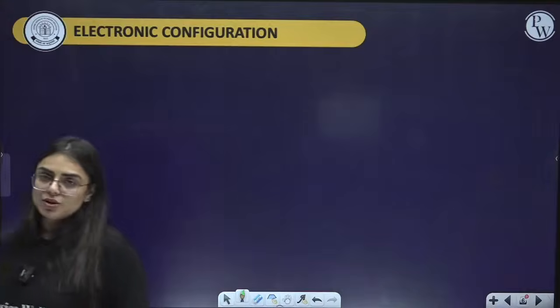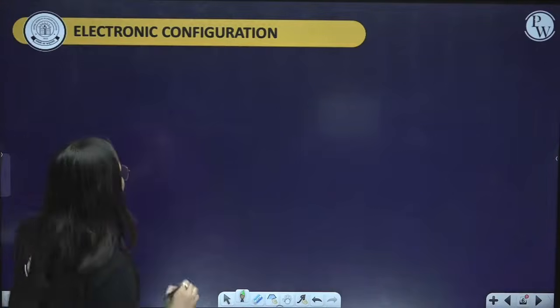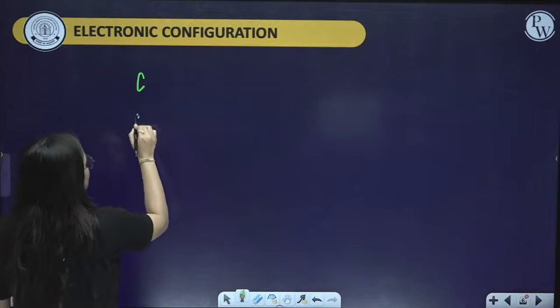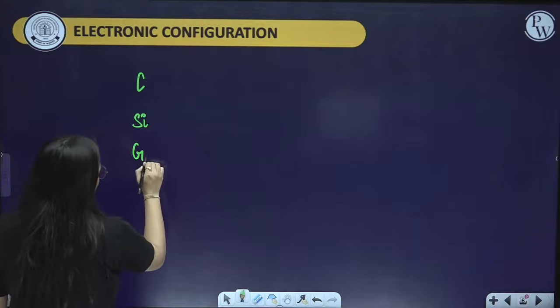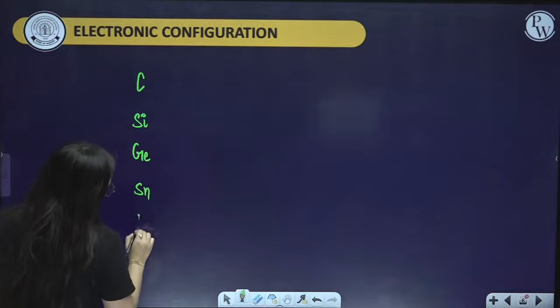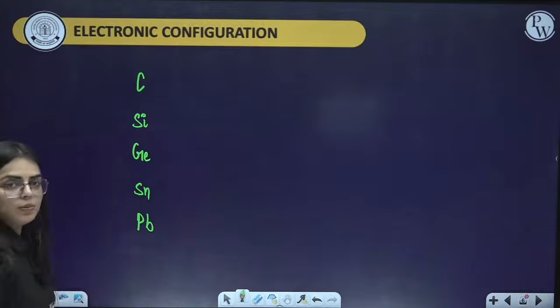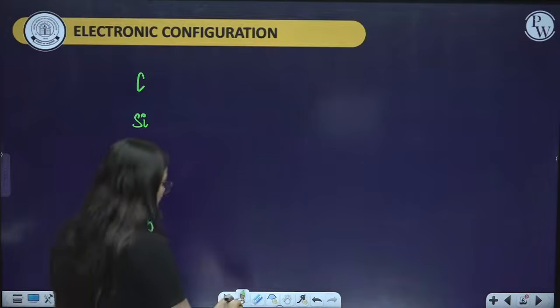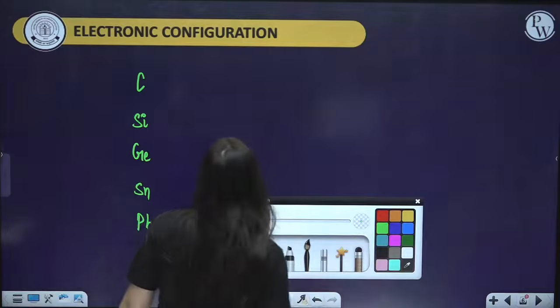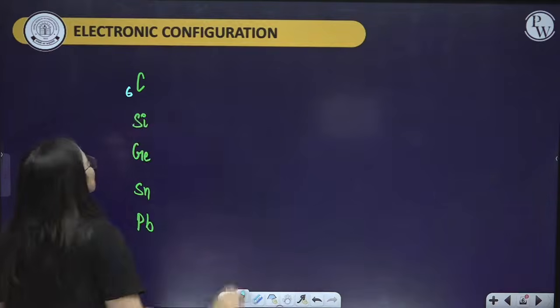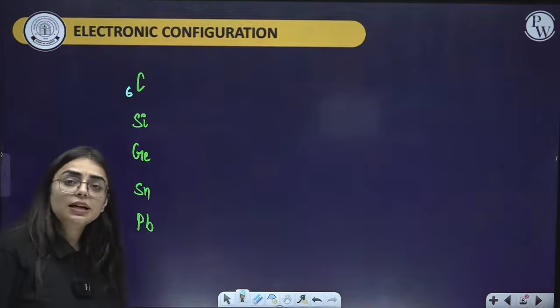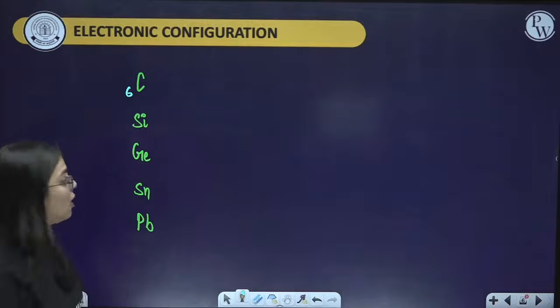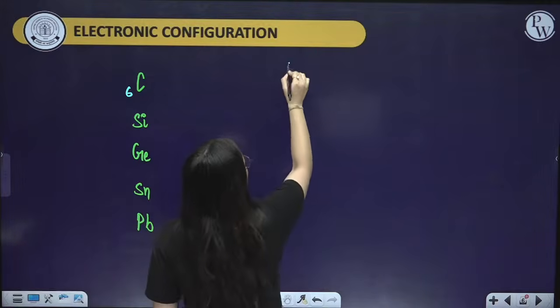If I talk about the electronic configuration, let's first of all write the elements, that is carbon, silicon, germanium, tin and lead. Now see, in this particular part students, first of all we should know the atomic numbers of each and every one of them. If you know the initial element's atomic number, that is carbon is 6, you can clearly tell the atomic numbers of other elements. How, ma'am? What is the magic rule? The magic numbers.